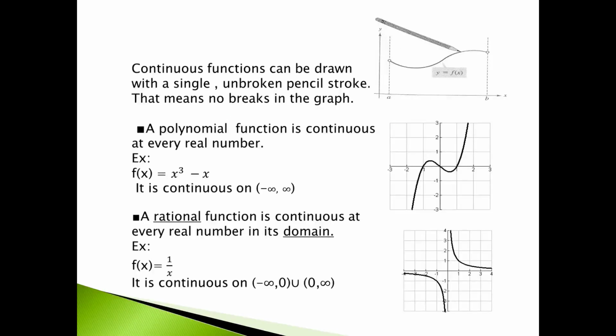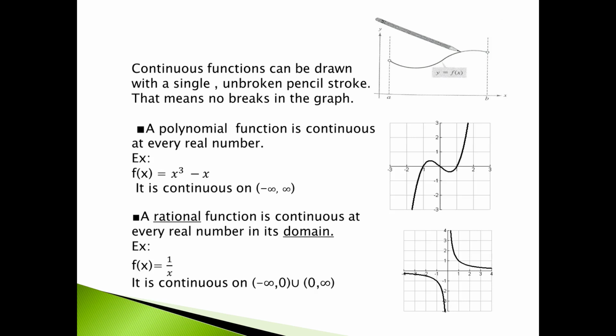The same concept is explained by the graphical method. In this first figure, we can draw a graph without lifting the hand. That's why we say a continuous function can be drawn with a single, unbroken pencil stroke. That means no breaks in the graph. Note: a polynomial function is continuous at every real number. Further, consider the function f of x equals x cubed minus x. In the second figure, the graph goes upward and also downward infinitely. Here there is no break, so it is continuous on the open interval minus infinity to plus infinity.